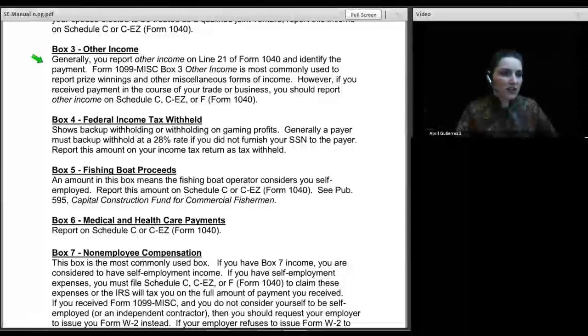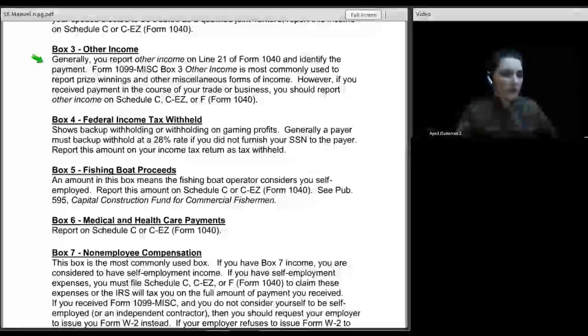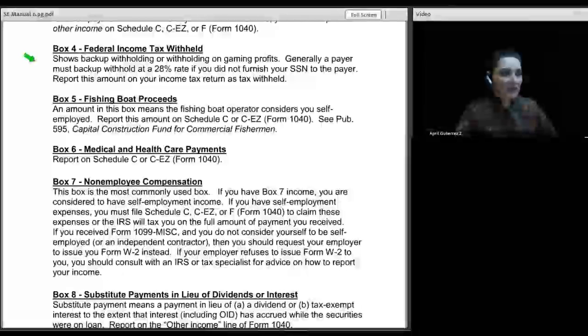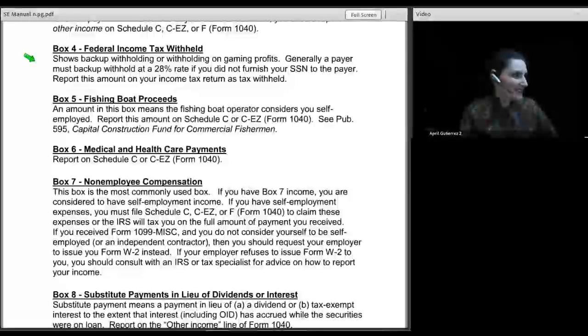You're going to have to make a determination on that fact by interviewing your client. Box 4, federal income tax withheld. For most of the history that I've been involved in taxes, that box has always been blank. But based on the conversation we just finished, I can see that we might start to see numbers in that box. If you see a backup withholding amount in the box, you will treat that as withholding on the tax return and enter it as withholding on Form 1040.